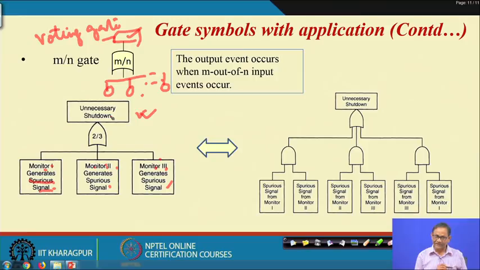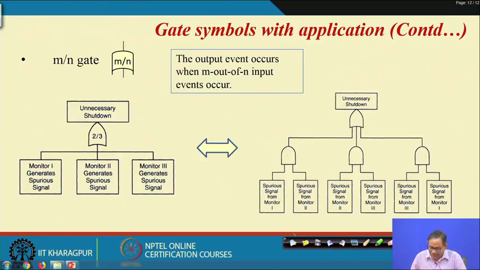Here the top event is unnecessary shutdown. You have 3 monitors. If 2 of the 3 monitors give a signal for shutdown, you will shut down. These are spurious signals, but that is the concept. Its equivalent representation is this: at least monitor 1 and monitor 2, or monitor 2 and monitor 3, or monitor 3 and monitor 1 give a spurious signal. Therefore, these 2 must be satisfied simultaneously, that is the AND gate. But this will occur if this condition or this condition is satisfied, that is why the OR gate. So this is what a voting gate is.